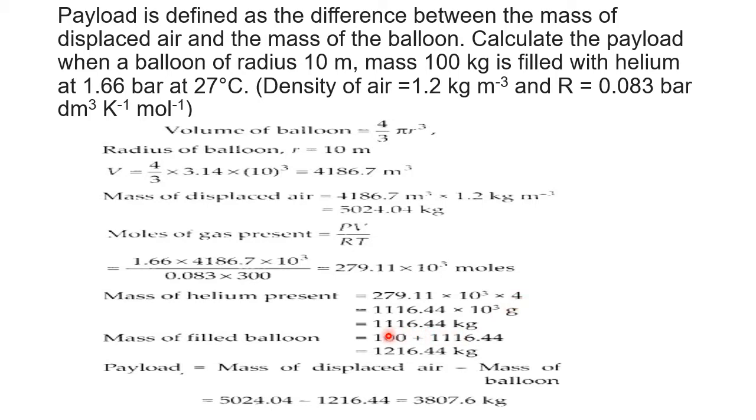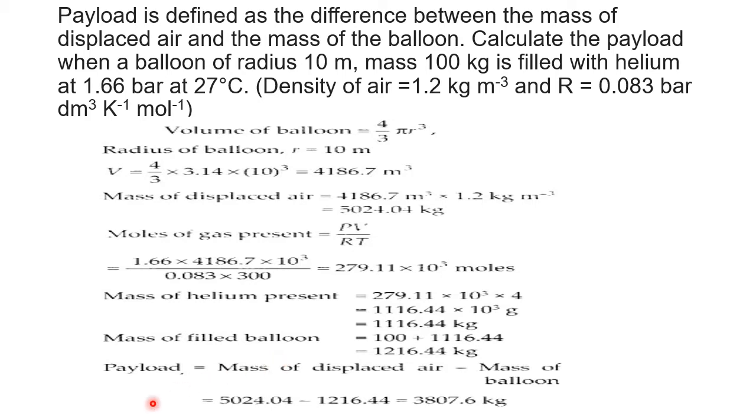Okay, right. So after the multiplication, answer is 1116.44 kilogram. Now, mass of filled balloon. Mass of filled balloon. This is what? Mass of helium. Now mass of the only balloon, 100 kilogram. Total mass how much? Total mass is 1216.44 kilogram. So this is the total mass of the filled balloon.